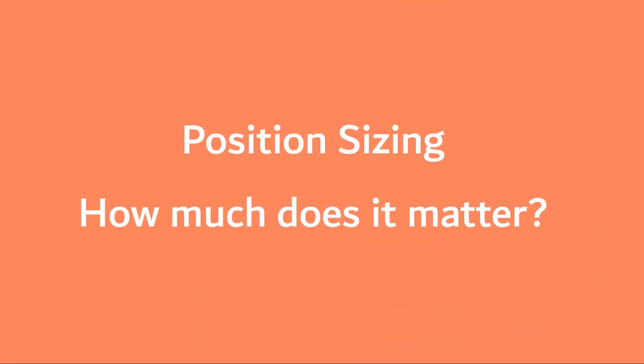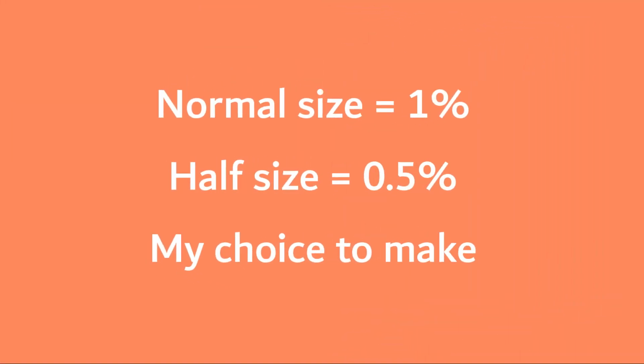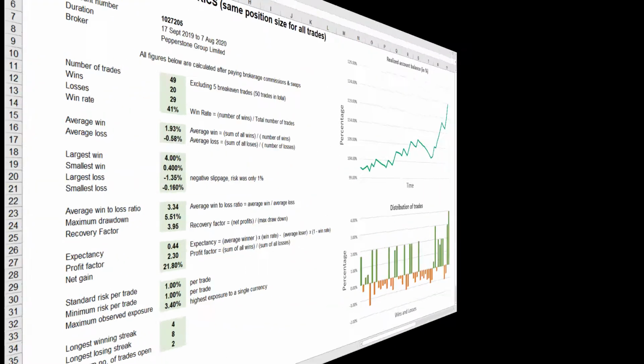Let's take a look at the effect of position sizing on my performance. My standard risk per trade is 1%, and I can go as low as 0.5% on trades that I see as high risk. This is a discretionary decision based on what I can see from price action at the time of the trade. Let's take a look at what the numbers really say.